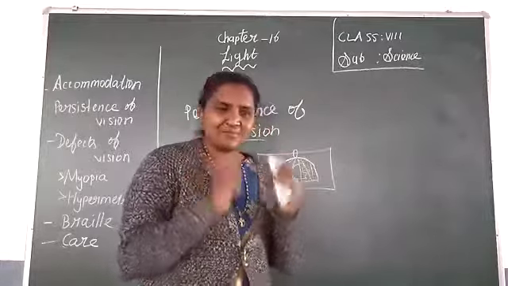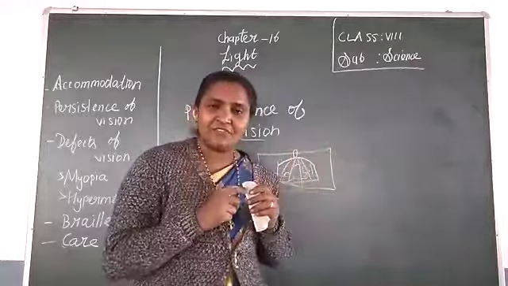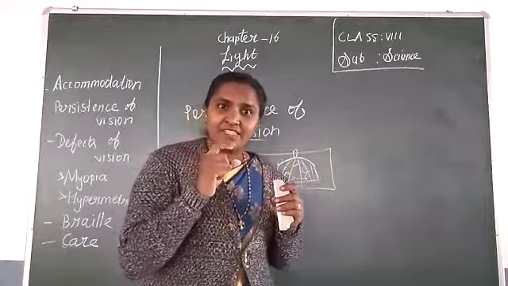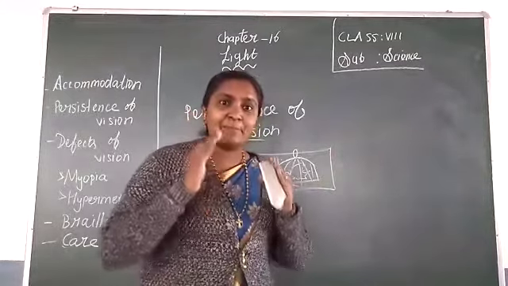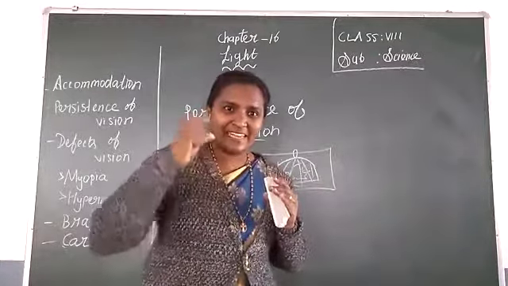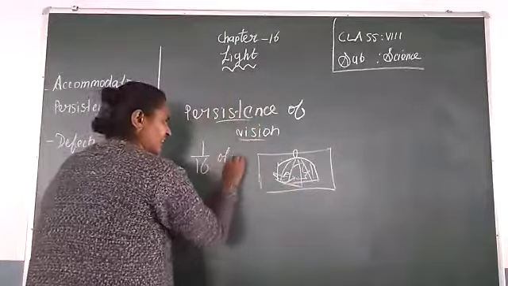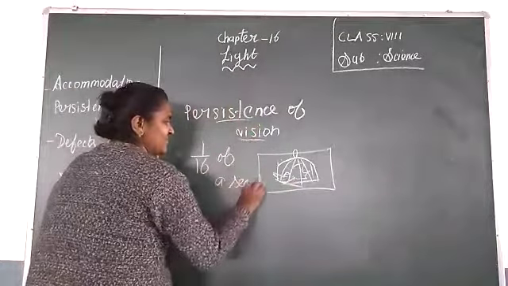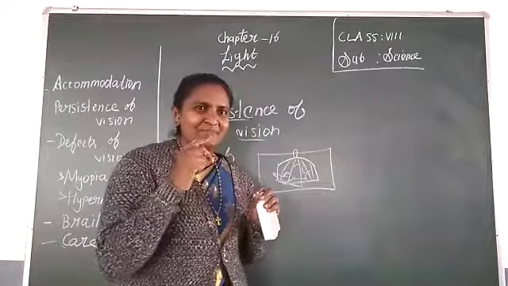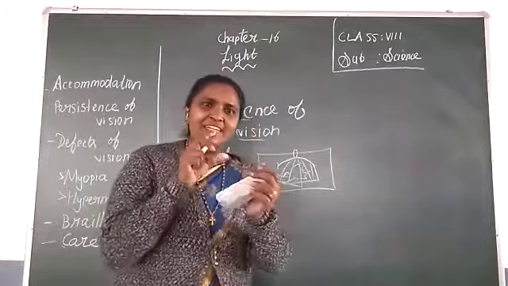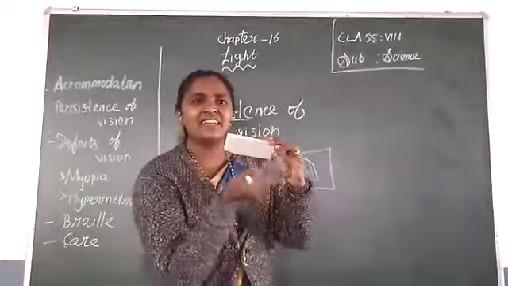Why? This is because of persistence of vision. What is persistence of vision? The image that falls on the retina persists, staying for 1/16 of a second. That is why we see the bird sitting inside the cage. Actually, the bird is on one side and the cage is on the other side.